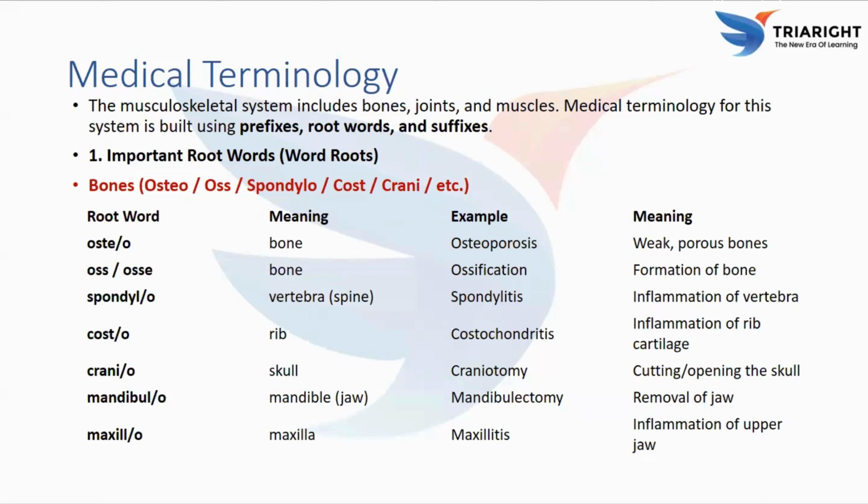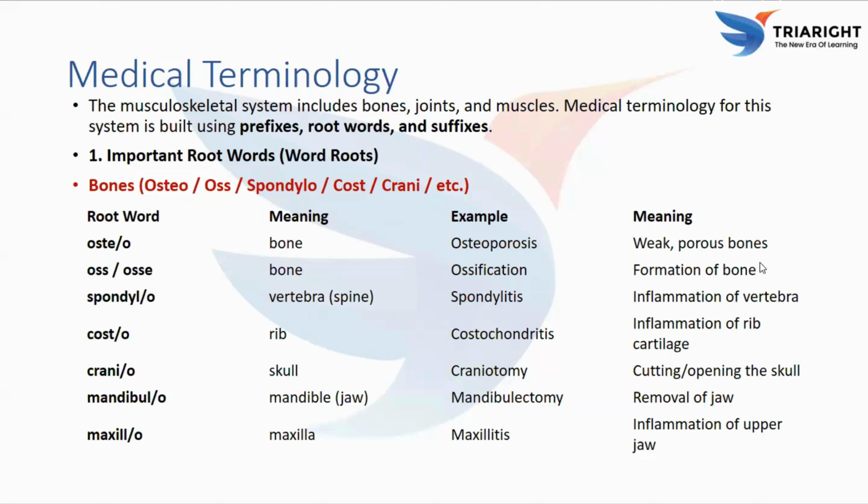Important root words. Below is a breakdown of the root words from the slide, with extra information and explanation to support you. So what are the root words over here? Osteo means bone. What is the example? Osteoporosis is nothing but a weak, porous bone.